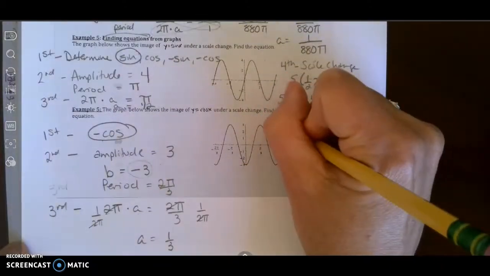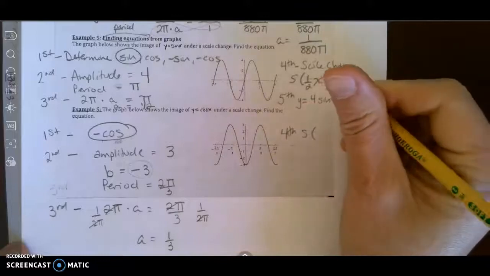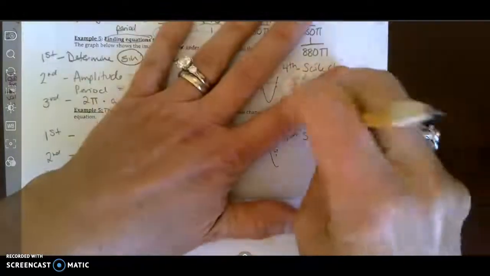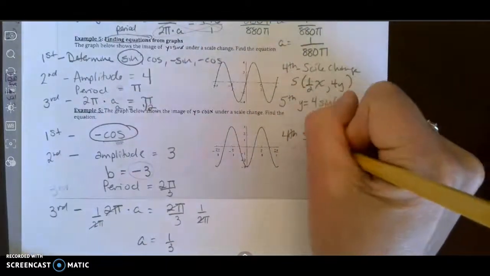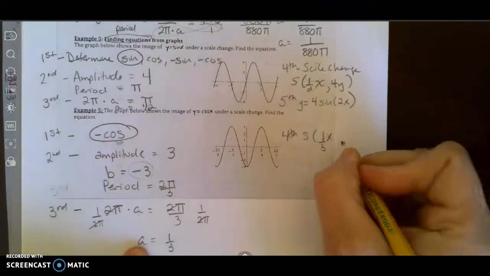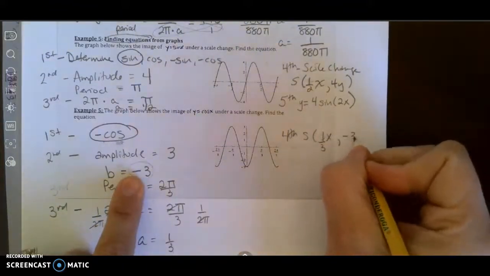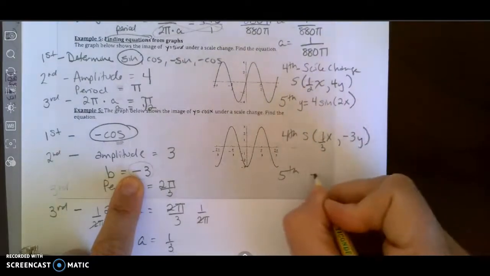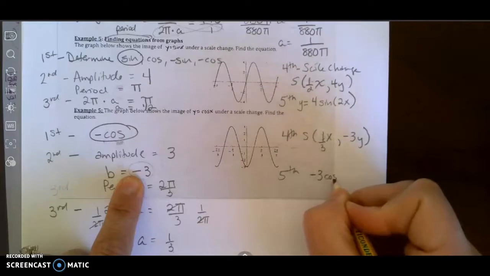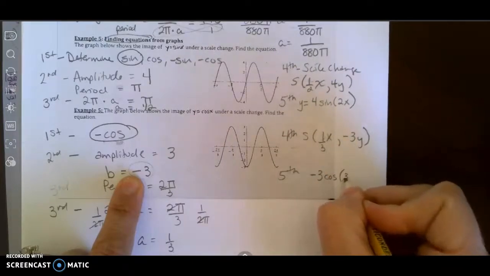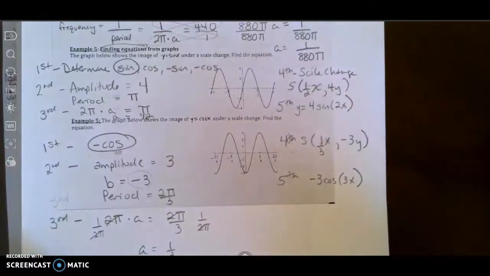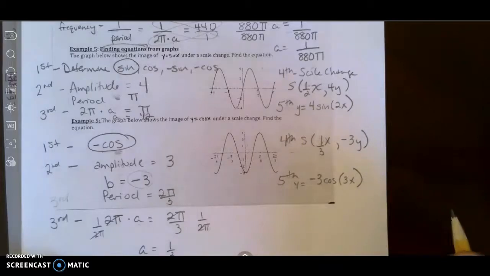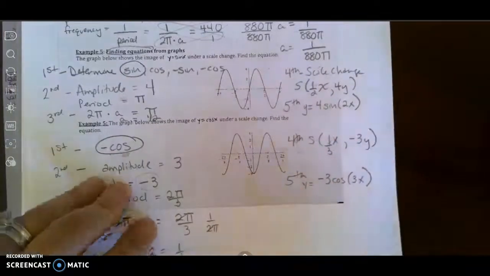So now my fourth step, my scale change, is 3x because, oh, no, it's not. I'm thinking the equation. I'm jumping ahead. 1/3 x. This is exactly what it is. And this is my B value, negative 3y. Therefore, in my equation, I have negative 3 cosine of 3x. y equals, sorry. Okay, let's go to our next page.